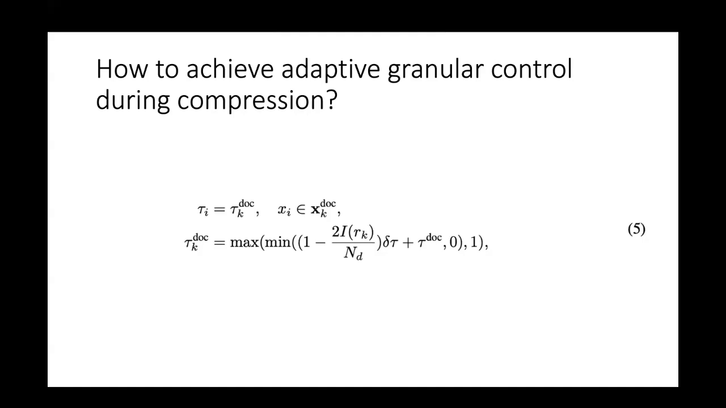Okay. And the reason why they have used this term is that the more important a token is, the smaller the fraction, which means a higher budget for the document will be given, and hence they achieve the additive granular control during the compression.